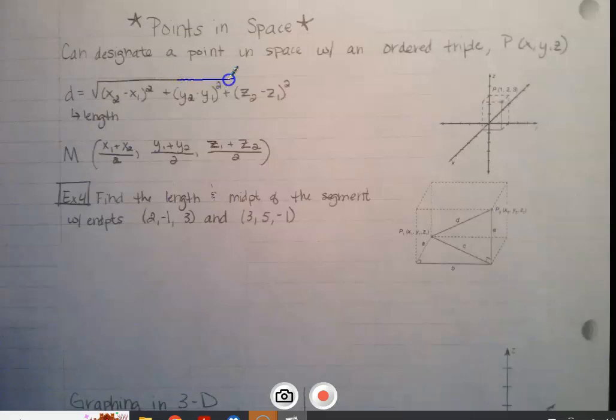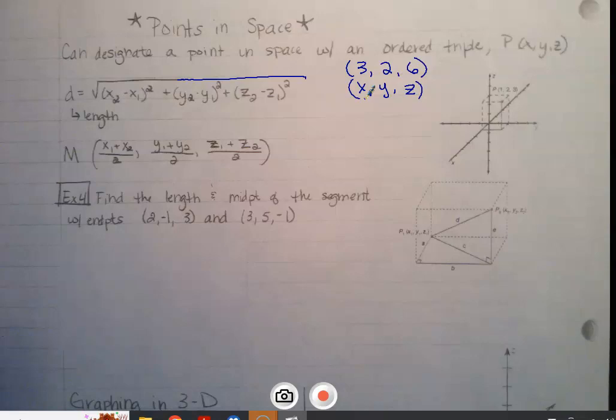For the distance, we've still got the distance formula. It's the same thing, right? It's the change in our x's squared, the change in our y's squared, plus the change in our z's squared. So we would have something like 3, 2, 6 as the ordered triple: 3 on the x-axis, 2 on the y-axis, and up 6 on the z-axis.